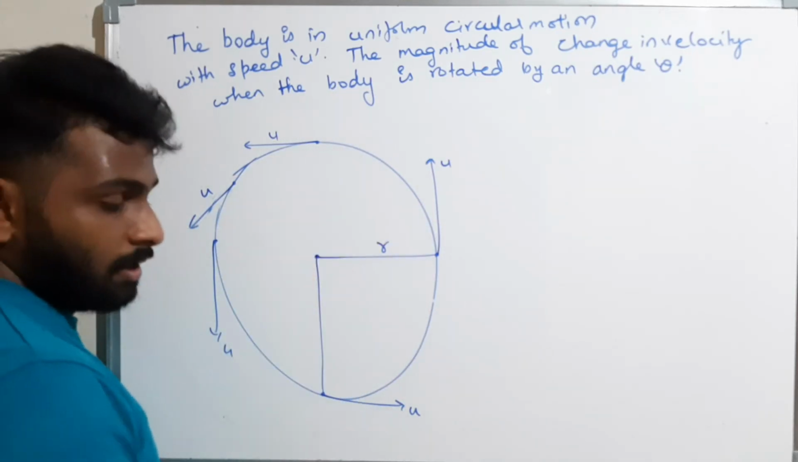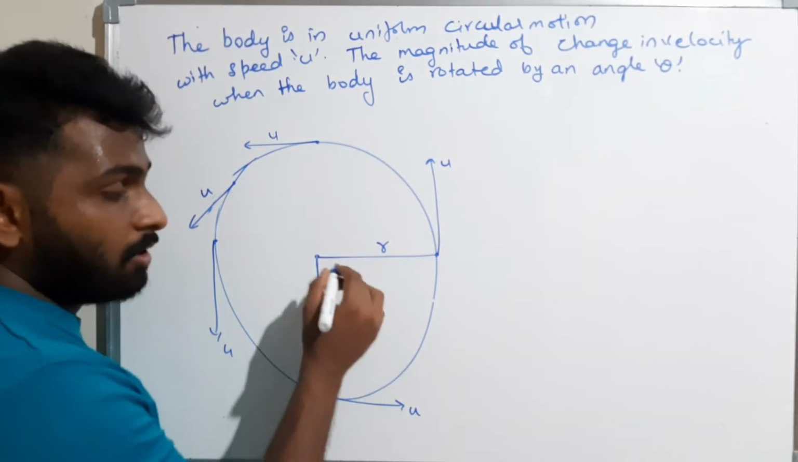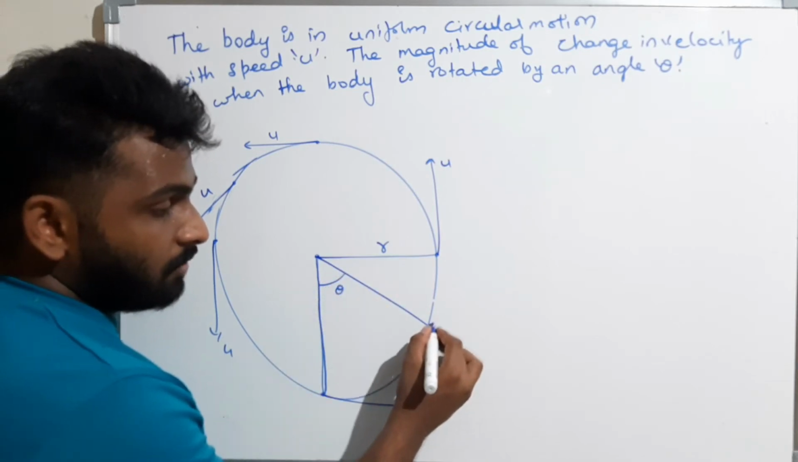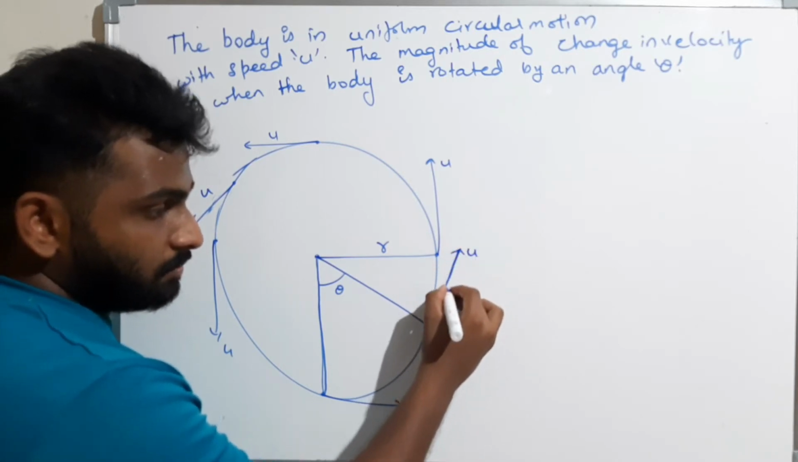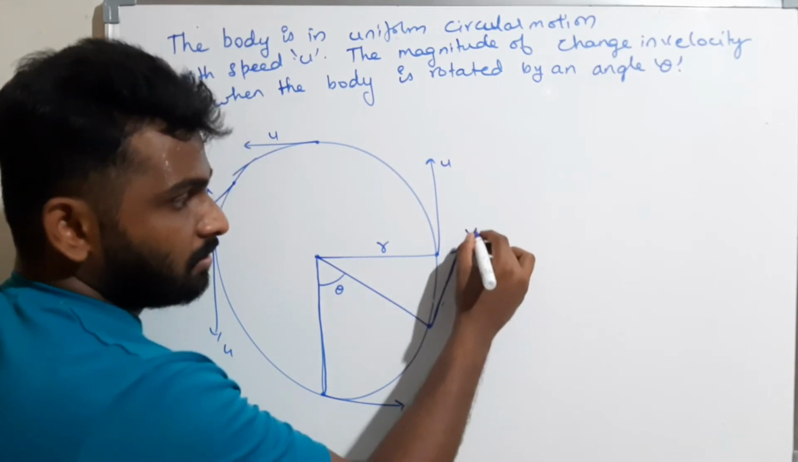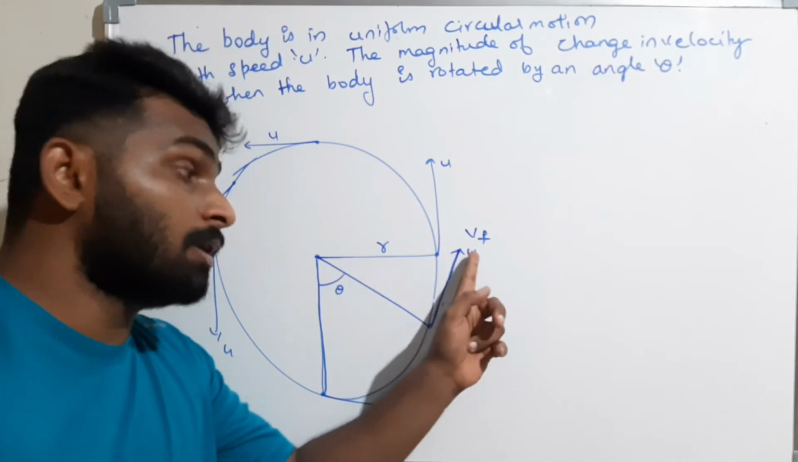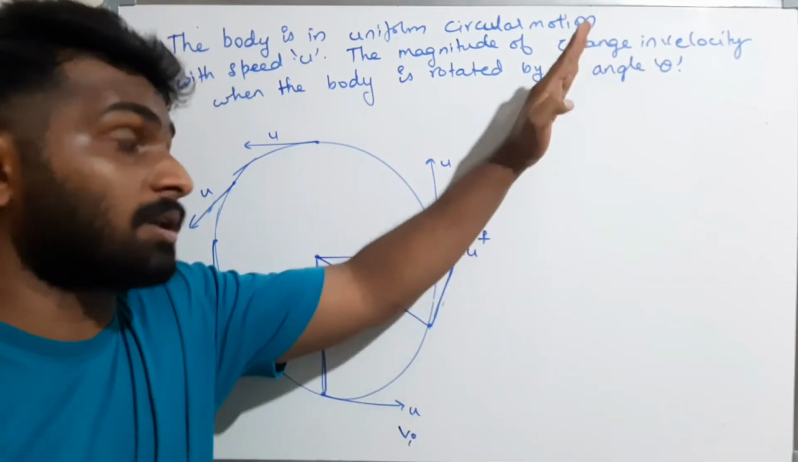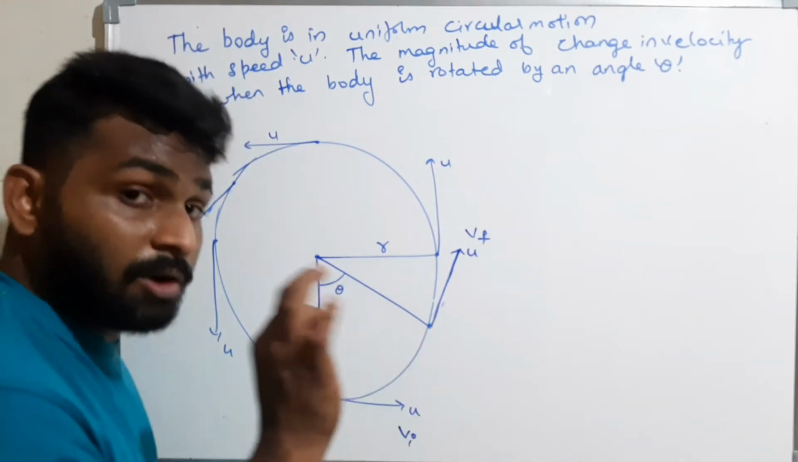Okay. Now initially the body is here. After some time the body makes some angle theta. This is the angle theta. Now at this point the velocity of the body will be in this direction. This is u. This is the initial velocity and this is the final velocity. See here, the magnitude is the same, u and u, but the initial velocity direction is in this direction and the final velocity direction is in this direction. That means the velocity is changing. The speed is not changing, but the velocity is changing.